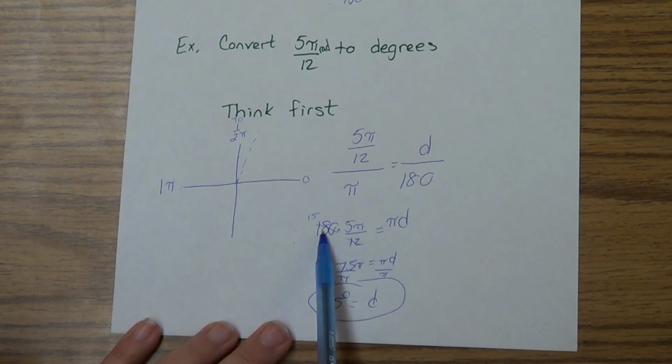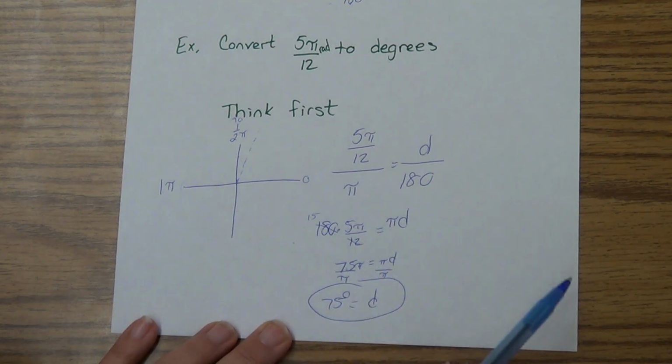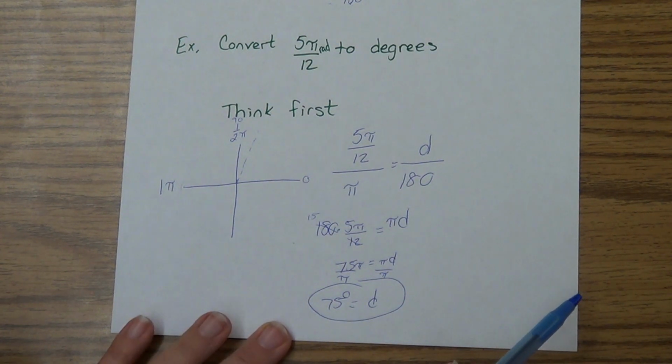And again, could we do this on the calculator? Yes. How would we do it? 180 times 5 divided by 12. Don't multiply that pi in, it just makes your numbers ugly for no reason.